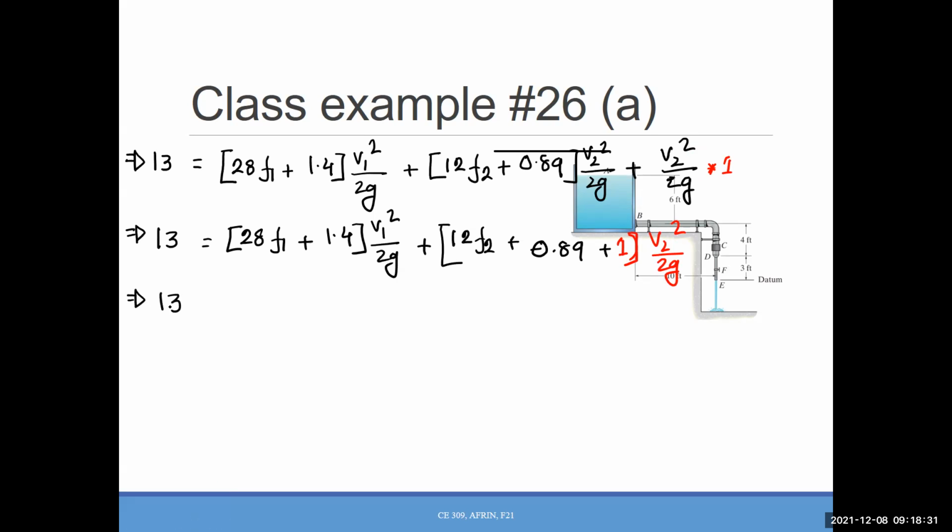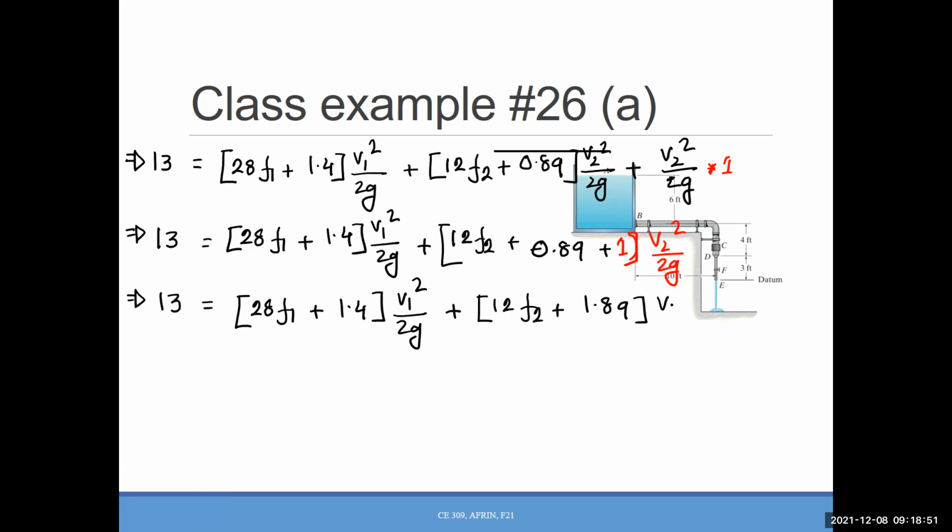So the next line is 13, 28 F1 plus 1.4, 12 F2, 1.89 V2 square over 2G. Everyone, you got from where I got that one? Are you seeing that V square over 2G here? And we have two more terms like V square over 2G here.